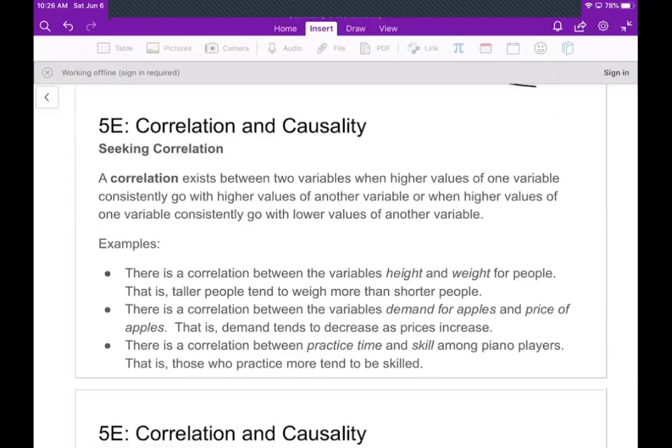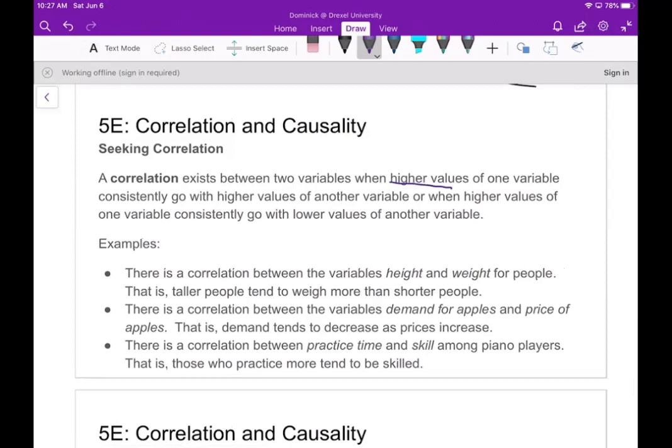Okay, guys, welcome. Today we're going to talk about the principles of correlation and causality. First I want to talk about what we mean when we are seeking a correlation. A correlation exists between two variables when higher values of one variable consistently go with higher values of another variable, or when higher values of one variable consistently go with lower values of another variable.